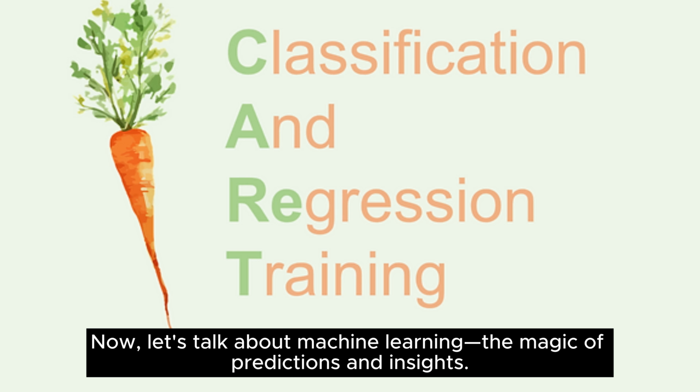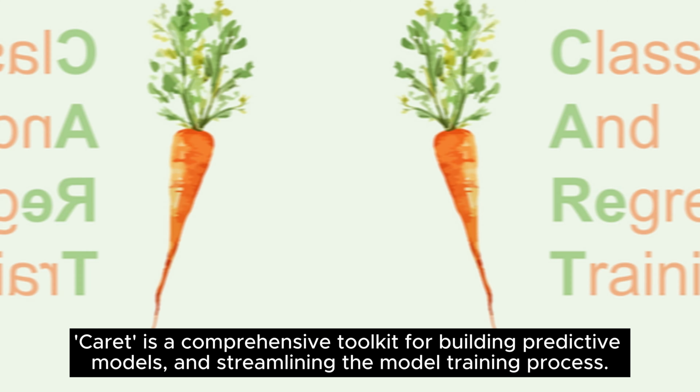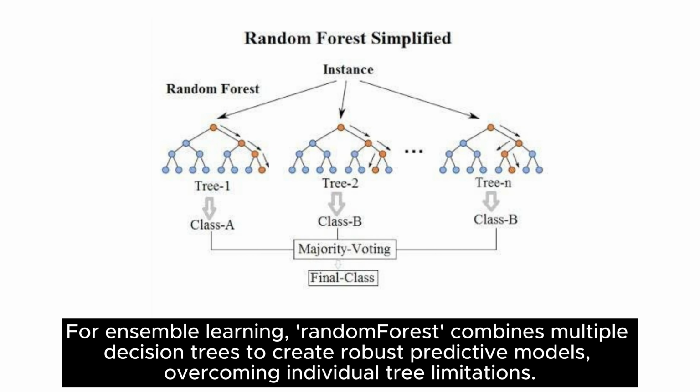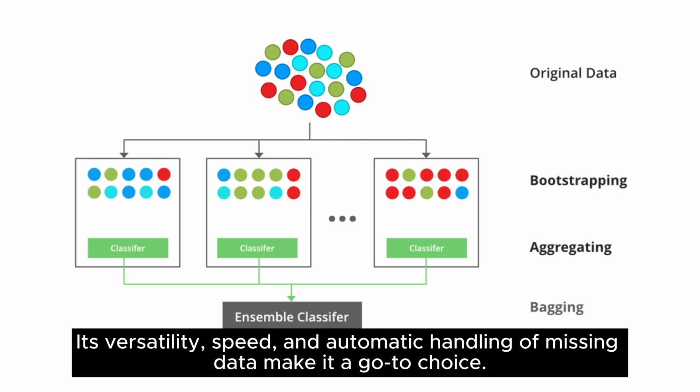Now, let's talk about machine learning, the magic of predictions and insights. Caret is a comprehensive toolkit for building predictive models and streamlining the model training process. For ensemble learning, Random Forest combines multiple decision trees to create robust predictive models, overcoming individual tree limitations. Then there's XGBoost, excelling in both boosting and regression tasks. Its versatility, speed, and automatic handling of missing data make it a go-to choice.